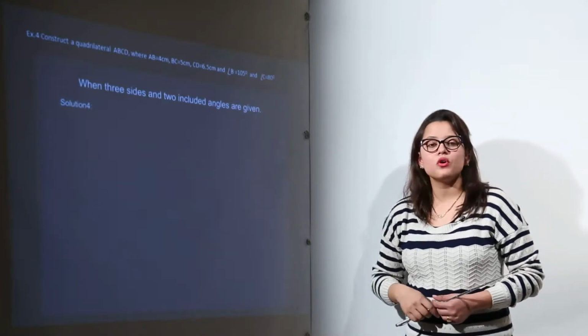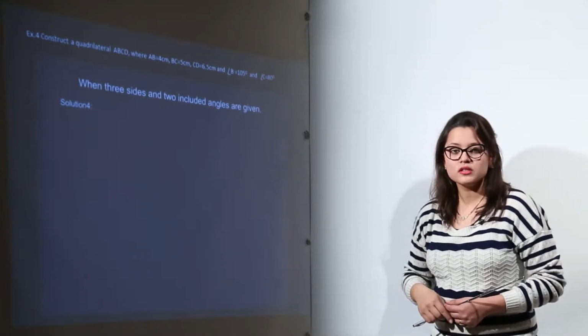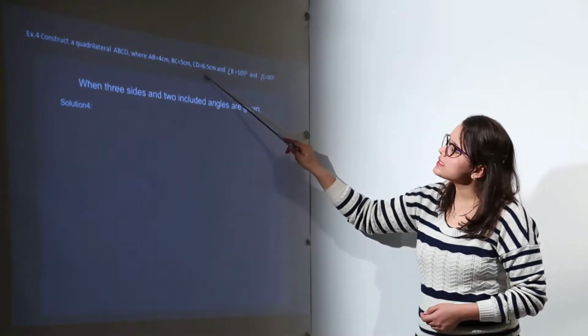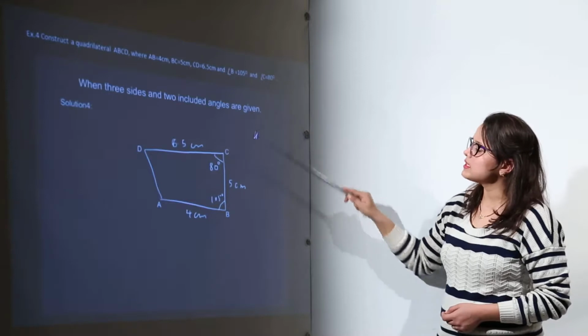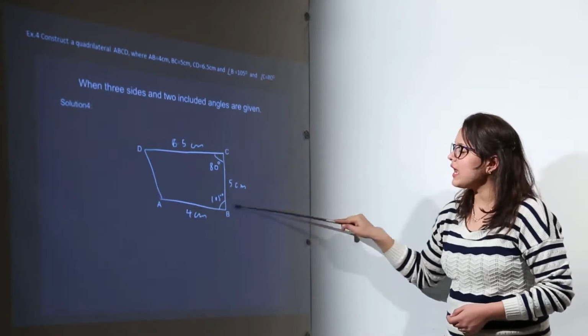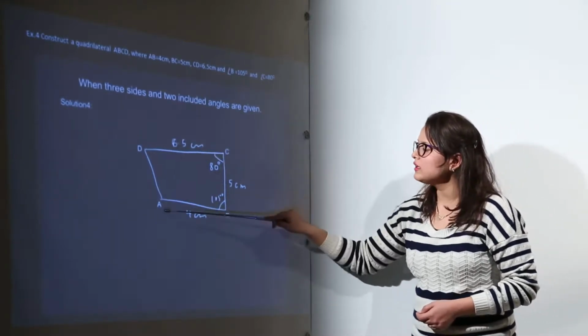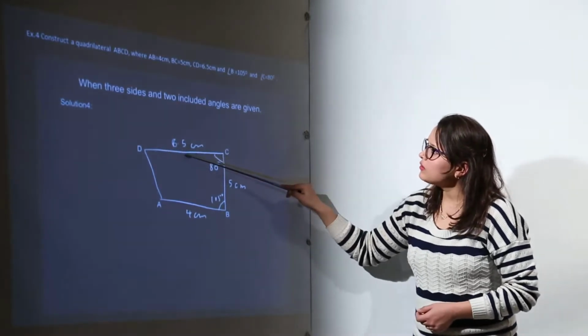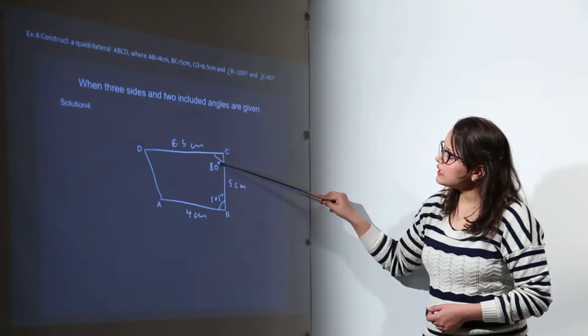Now for this, first of all, let us make the rough sketch of the question. The rough sketch would show us all the 3 sides and the 2 angles. The 3 adjacent sides are 4, 5 and 6.5. Now the next is making the angles.